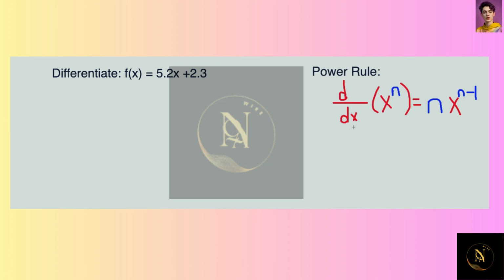The power rule says that to find the derivative with respect to x of x^n, we take that exponent n and multiply it by x^(n-1). So our exponent just decreases by 1 degree. If we look at our problem here, we have 5.2 times x to the 1. We know there's an exponent of 1 there.